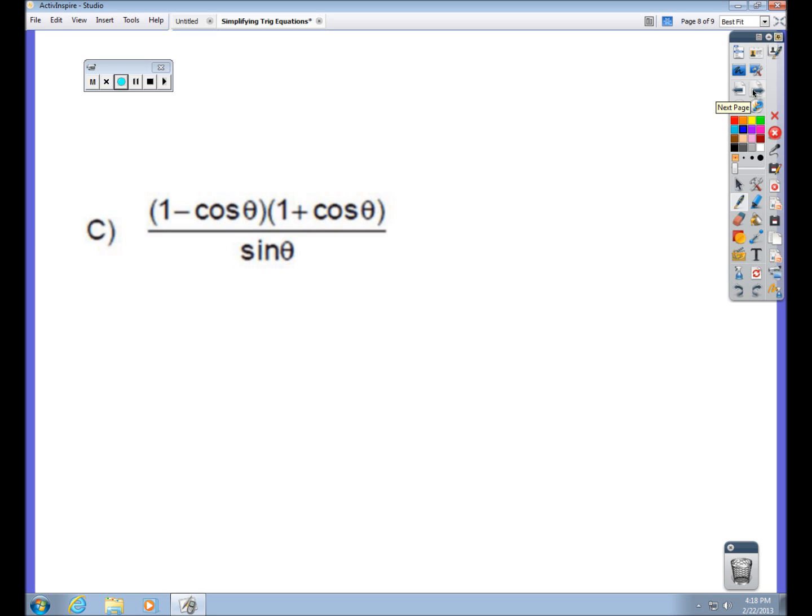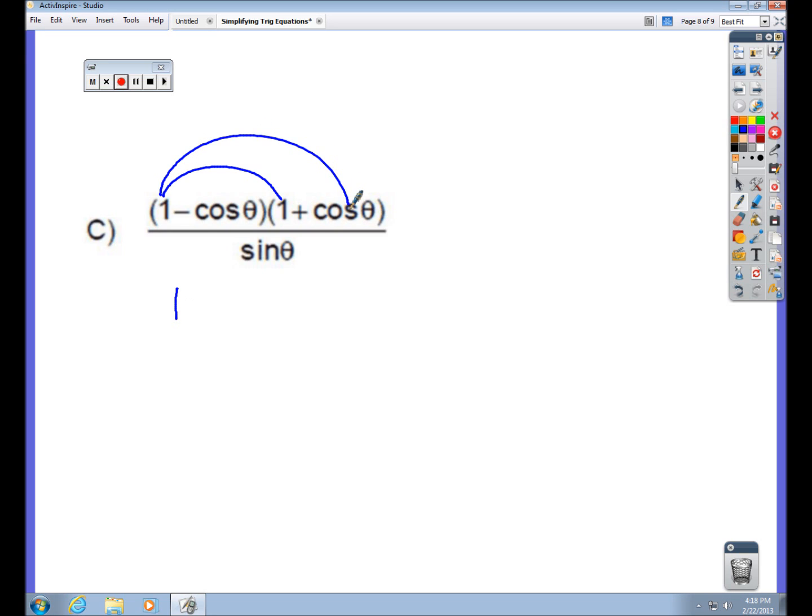Okay, for part C, the parentheses on the top. We know that parentheses mean to multiply. And when you've got 1 minus cosine times 1 plus cosine, we need to FOIL this just like we would if it had x's and other numbers in there. So let's use our FOIL strategy to multiply. First times first, 1 times 1 is 1.